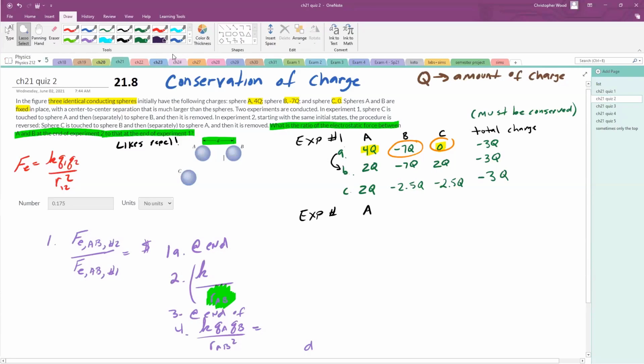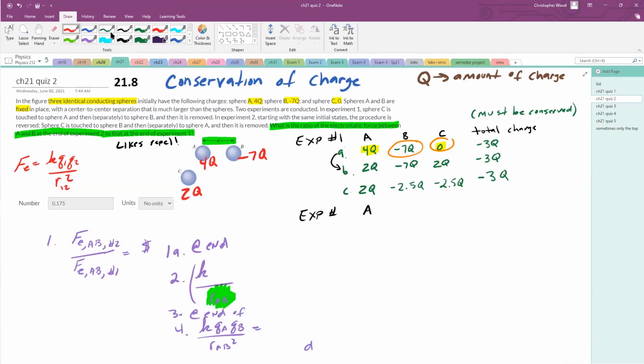When I go from A to B, this is what I have. C has a charge of 2Q. A has a charge of 4Q. B has a charge of negative 7Q. This is what happens when I go from A to B. A is 4Q, B is negative 7Q, and C is 2Q.